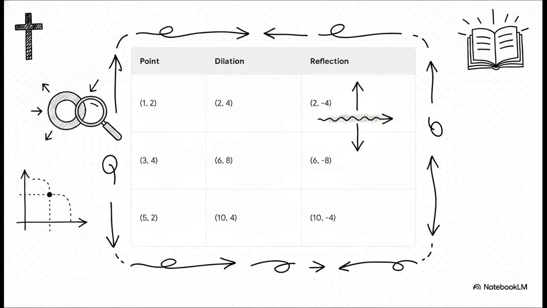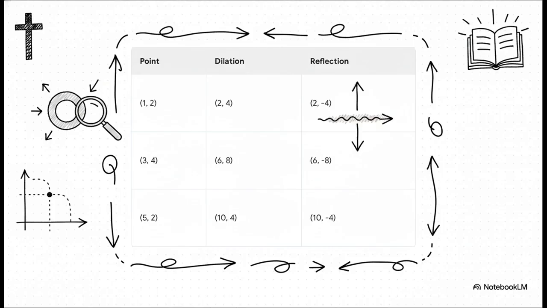Now for the reflection over the x-axis. The rule here is that the x coordinate stays exactly the same, but the y coordinate becomes its opposite. So our 2, 4 becomes 2, negative 4. If we look at the second row, 3, 4 dilates to 6, 8 by multiplying by 2, and then reflects to 6, negative 8. And the final row, 5, 2 doubles to 10, 4, and then reflects across that x-axis to become 10, negative 4.